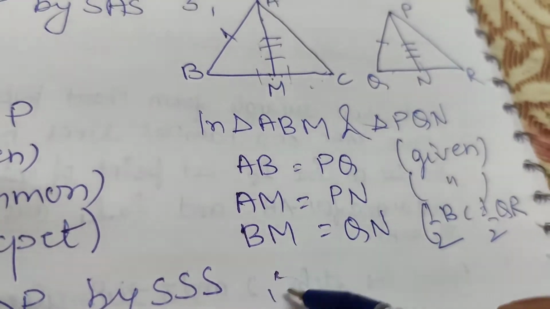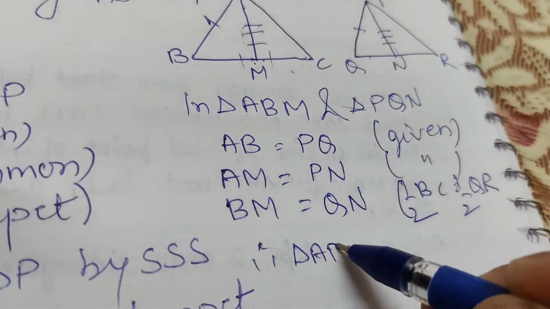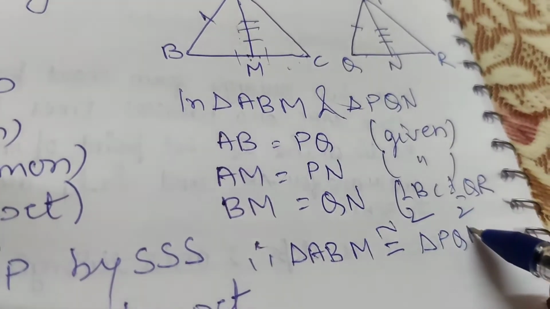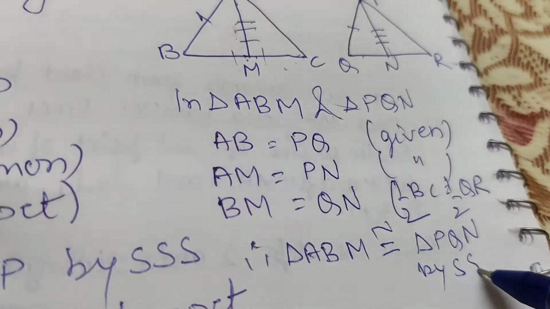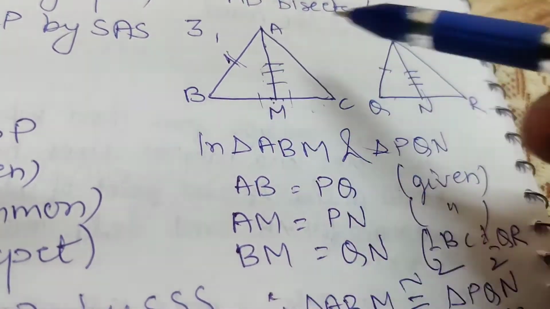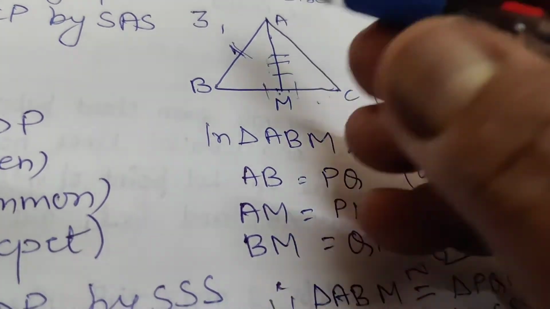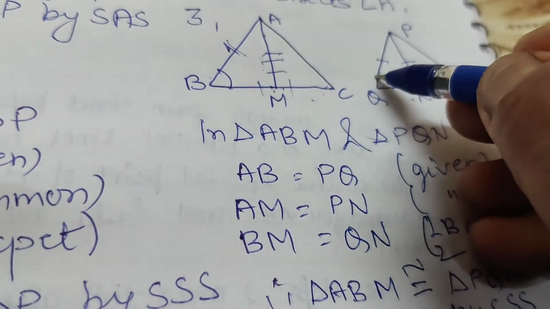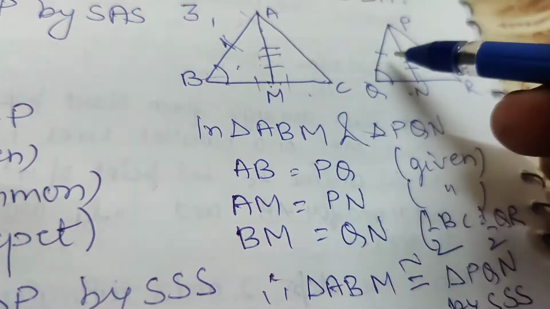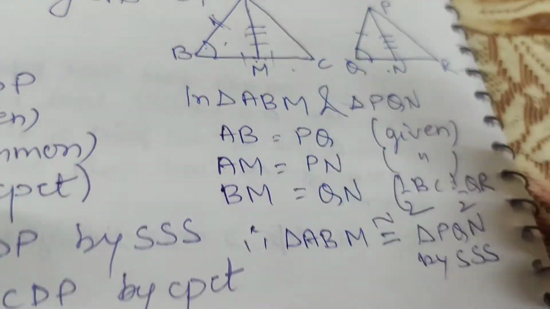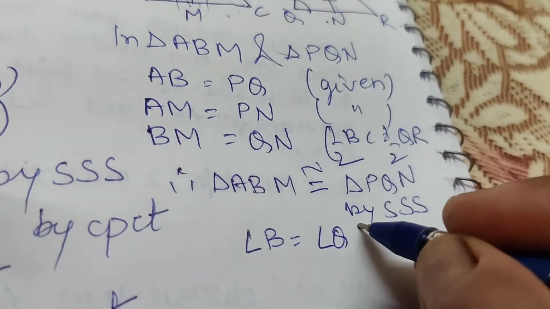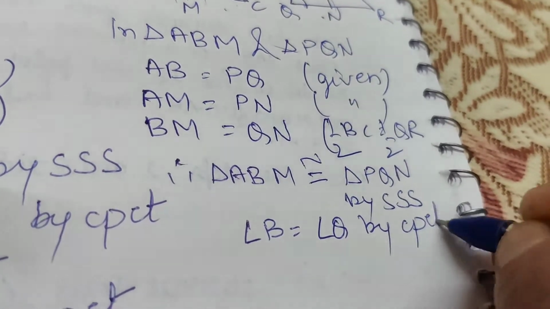Therefore, triangle ABM congruent to triangle PQN by SSS. And third, ABC congruent to PQR. Same: AB equal to PQ, BC equal to QR and angle B equal to angle Q by CPCT of the above triangles. If these two triangles are congruent, therefore B equal to Q. Now you can write angle B equal to angle Q by CPCT.